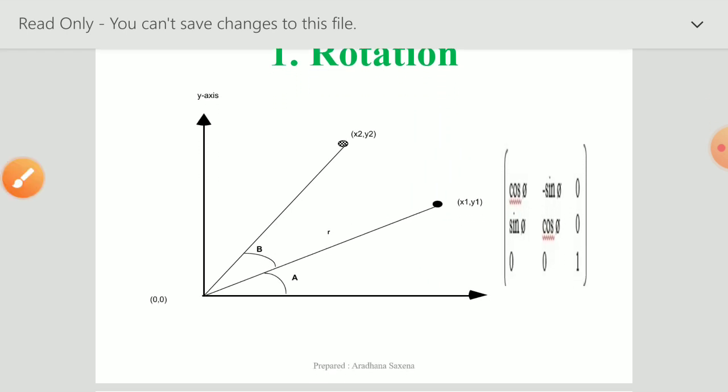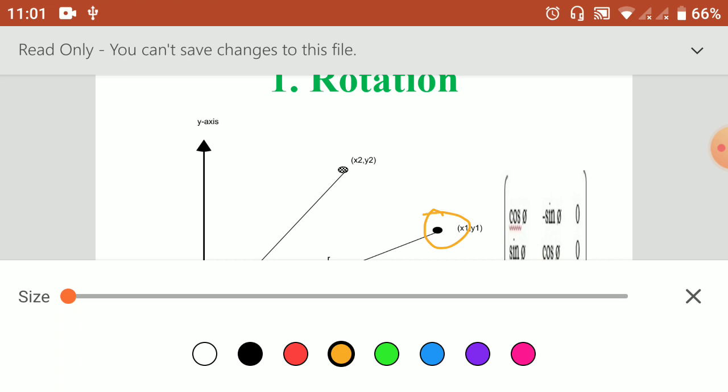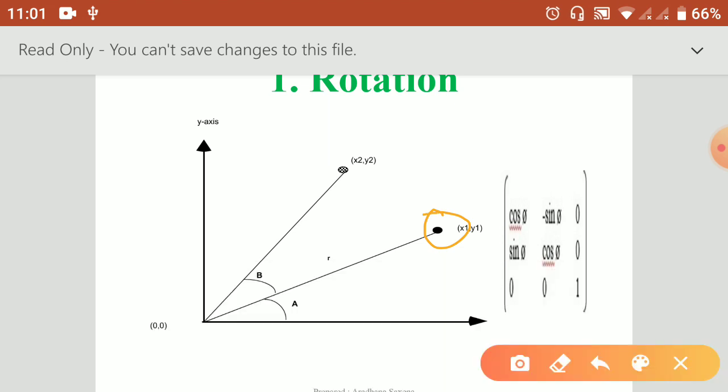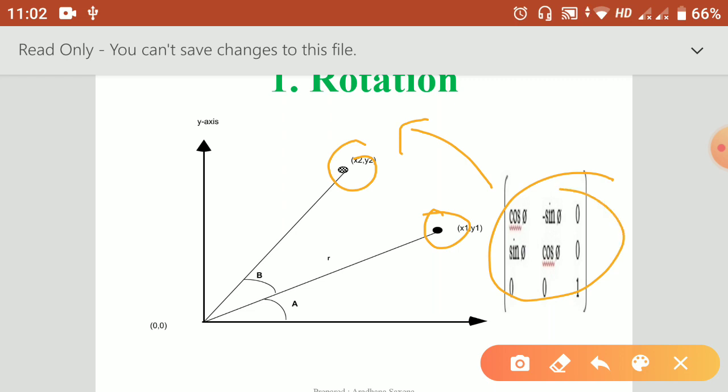First the object's coordinate was at the x1 y1 position. It was here, meaning it was at angle A. It is rotation, so we are rotating it with angle B. The x1 y1 coordinate is rotating with angle B. Similarly, the remaining coordinates of the object will be rotated. This is the matrix of rotation; how it is derived, we will see in further slides.